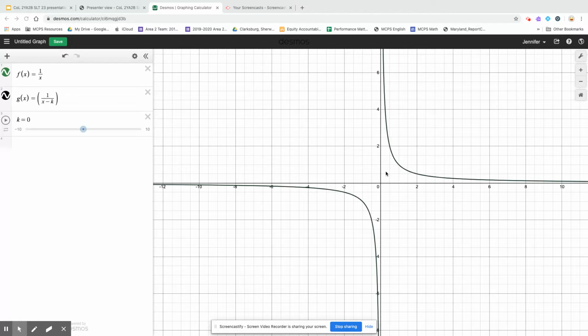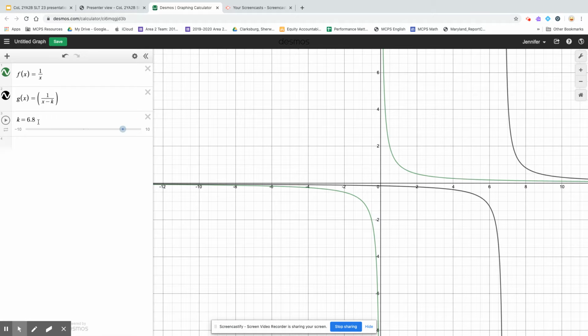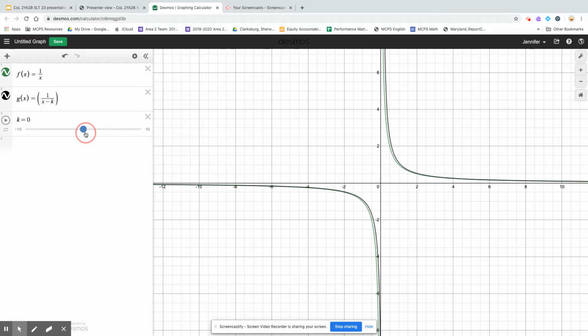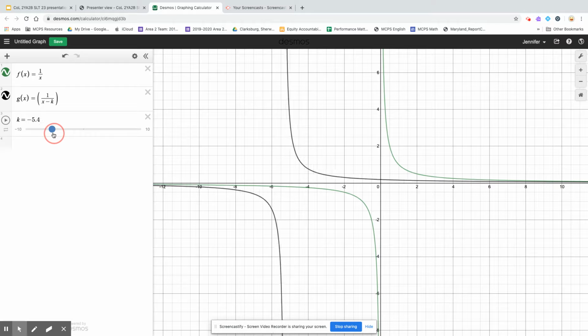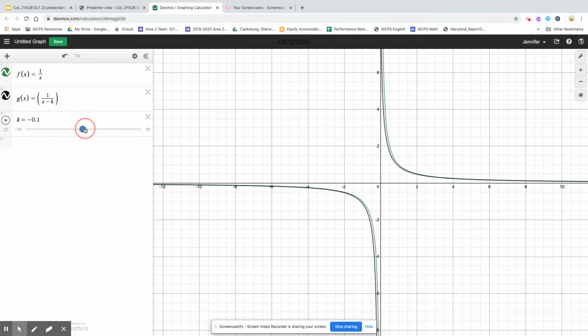I notice that both of my functions are on top of each other. I'm going to change the value of k, and watch what happens. My vertical asymptote is going to move to the right for these k values that are positive, and when I move my k values to the negative side, my vertical asymptote moves to the left.